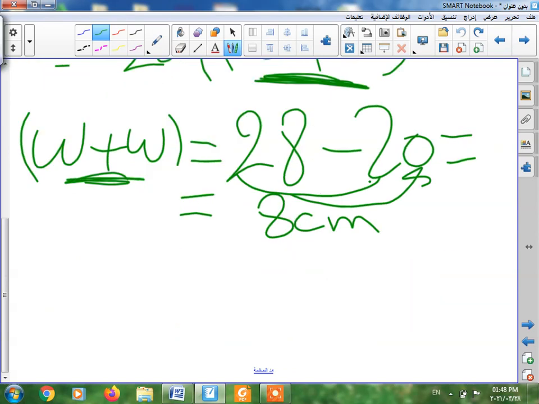Okay? How do we find one width? One width equal 8, the sum of two widths, divided by 2.